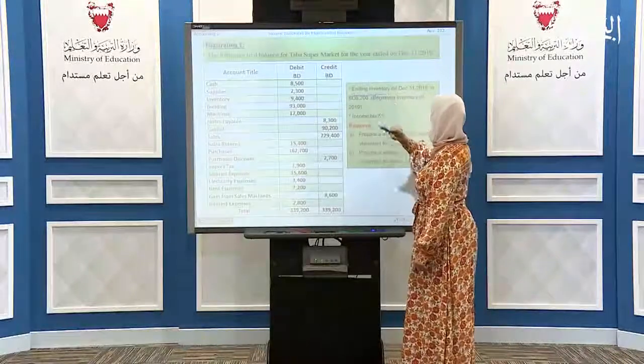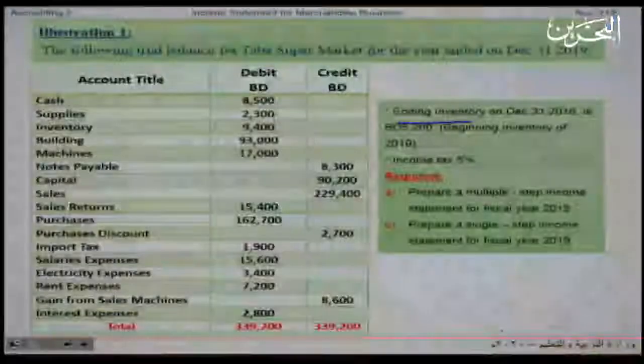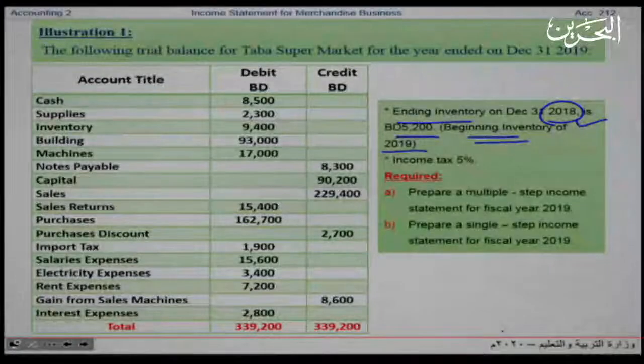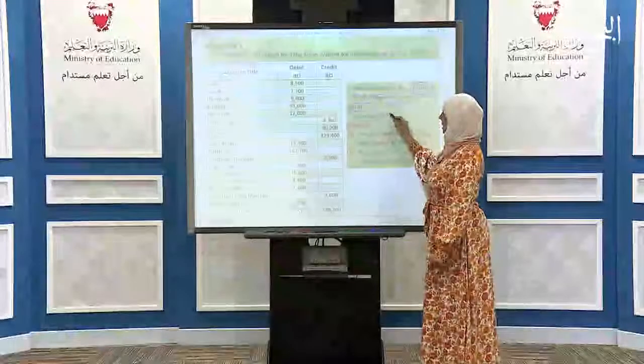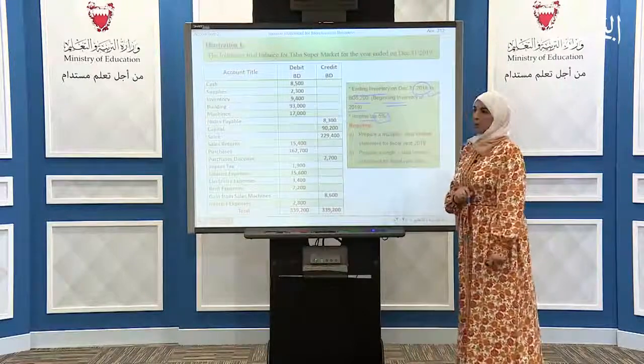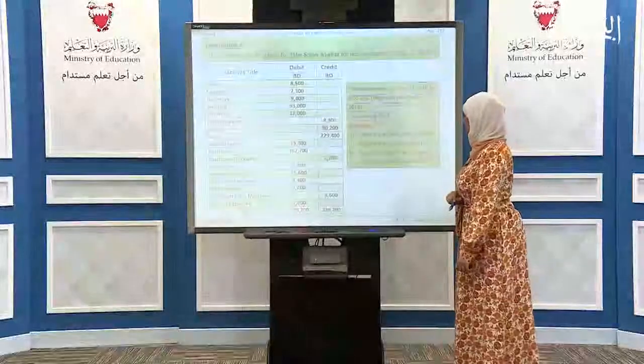The ending inventory on December 31st, 2018 was 5,200. As I know, the ending inventory in 2018 will be the beginning inventory for the second year, which is 2019. And also, they give me another piece of information that the tax income is 5%. What's required from you, my dear student?